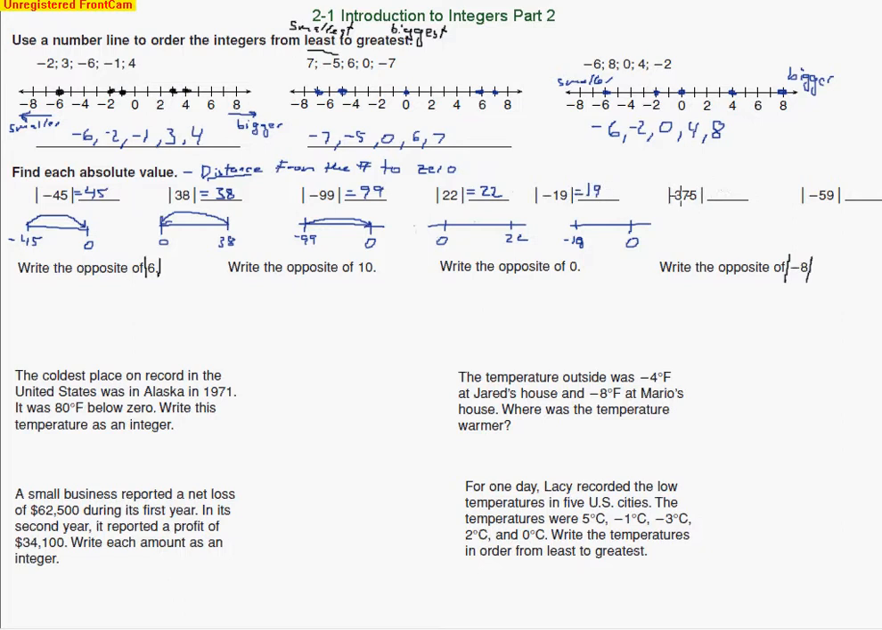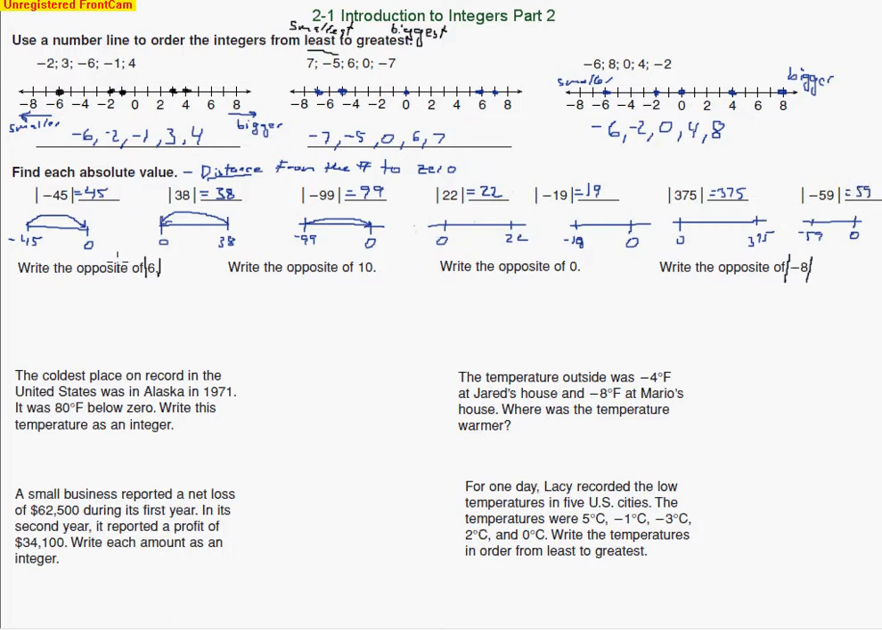Over here, we got 375. So we're way over here at 375. And here's 0. How far is it from 375 to 0? Well, it's 375 spaces. And then negative 59. How far is it from negative 59 to 0 on the number line? Well, that's just 59 spaces.